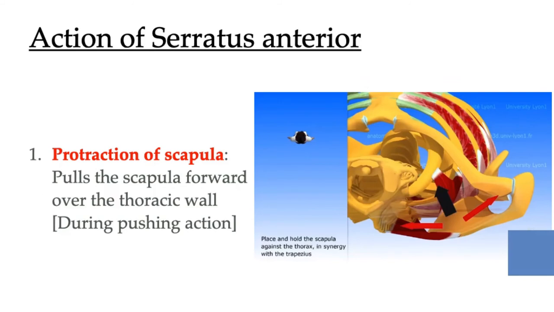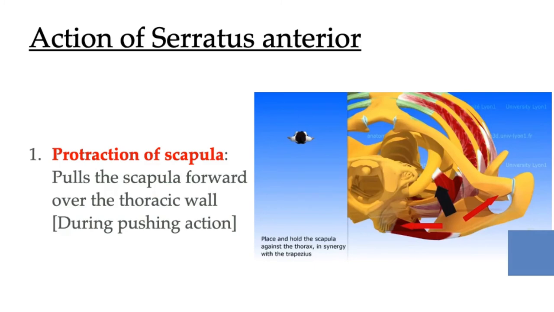Talking about the action of serratus anterior, this muscle acts as a prime agonist for protraction of scapula. Now, what do we mean by protraction of scapula? Protraction of scapula is the movement of scapula in which the medial borders of the scapulae move apart, that is, move away from each other or move away from the midline. And when does protraction occur? Whenever we try to push something or do a punching movement, at that time protraction of scapula occurs.